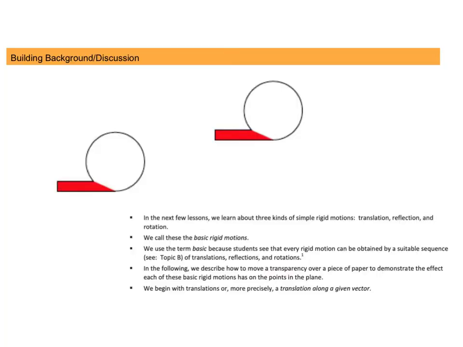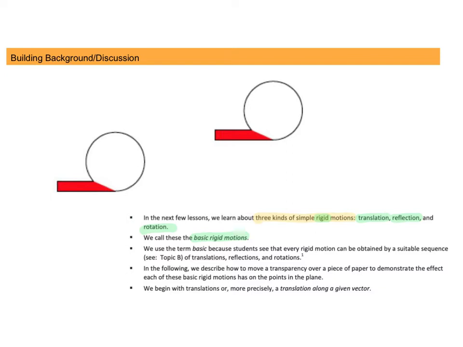Just to build some background, bringing you back to what we talked about yesterday. In the next few lessons, we're going to learn about 3 kinds of simple rigid motions. Like I told you yesterday, there is a 4th motion, but it's not a simple rigid motion because it changes the actual shape. These are called translations, reflections, and rotations. They are the basic rigid motions. We call them basic because it's a super simple movement. We're either sliding it, turning it, or flipping it.